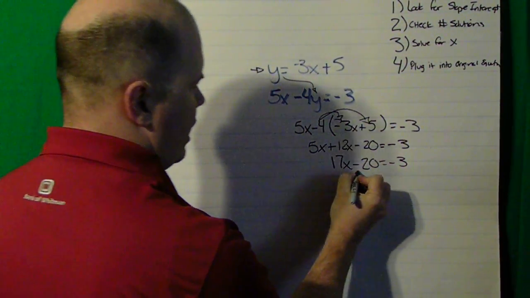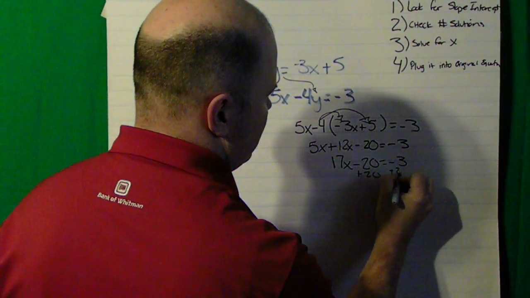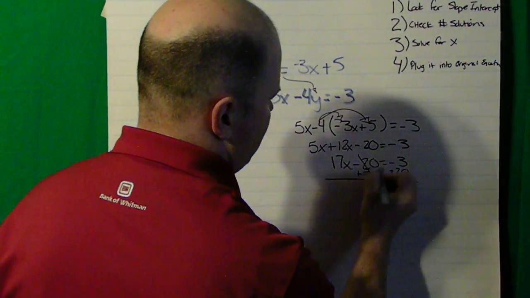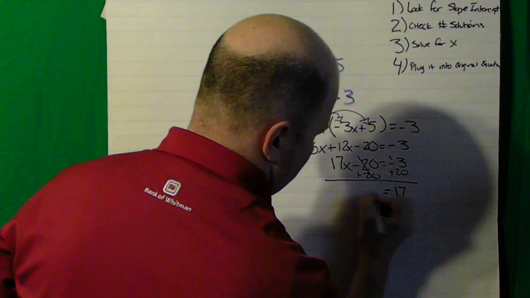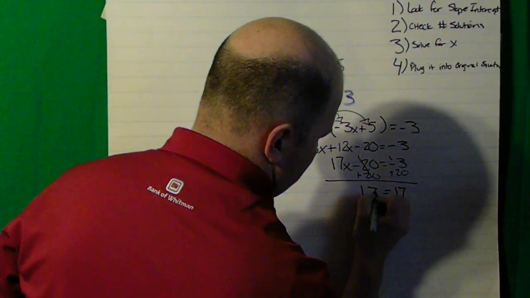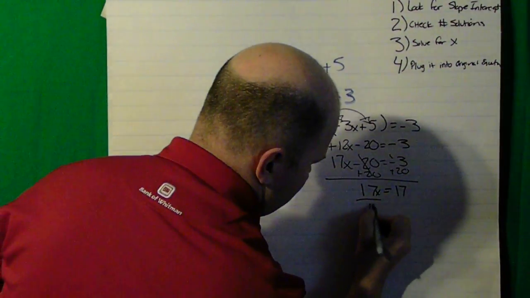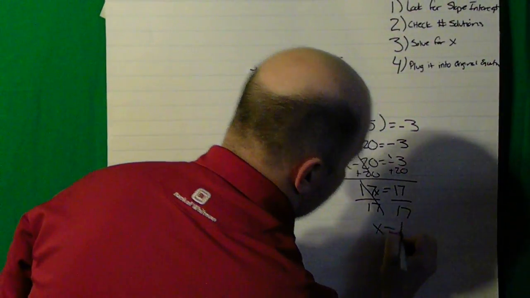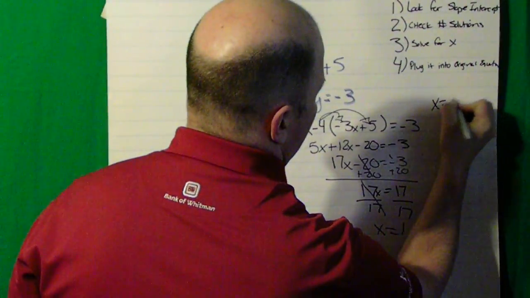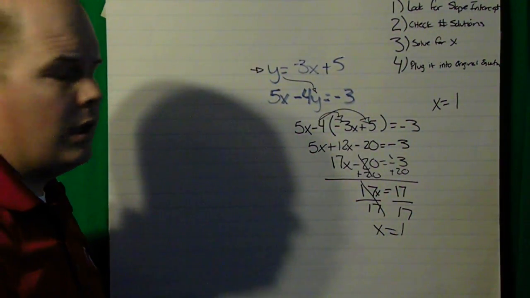I'm going to add 20 to both sides to get x by itself. This becomes 17 is equal to 17x. Divide both sides by 17, and I get x is equal to 1. So I have x is equal to 1.